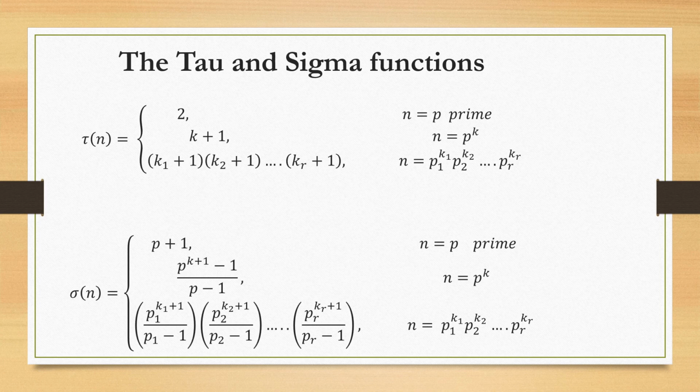Suppose it is p raised to the power of k, then I can write it as k plus 1. Suppose it is of the form p1 raised to the power of k1, p2 raised to the power of k2, and so on, pr raised to the power of kr. How can I replace that?